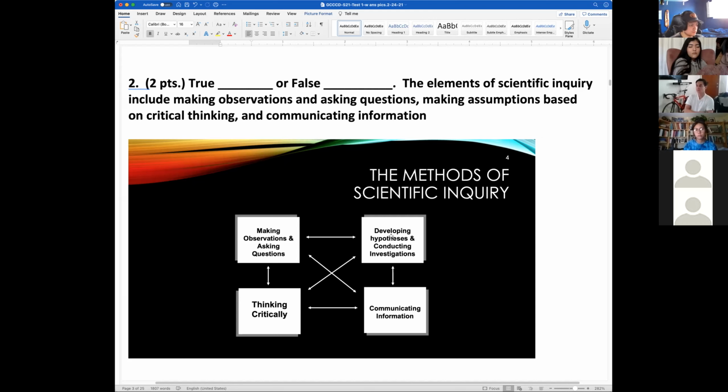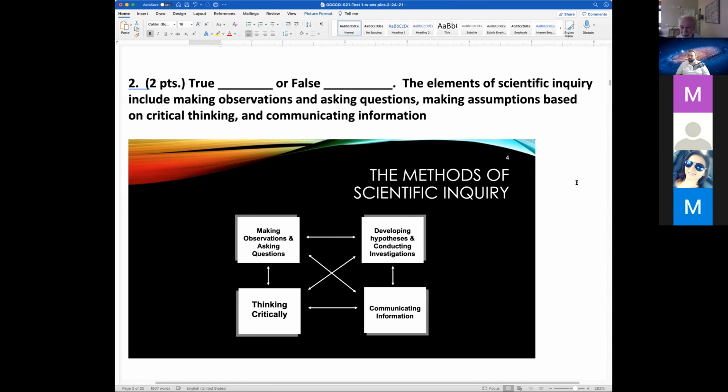Because the arrow from thinking critically leads to developing hypotheses and conducting investigations. Yes, that is correct. But the statement doesn't say that. What does the statement say? Oh, it says making assumptions. Right. So, therefore, the statement is false. That's right. I see.